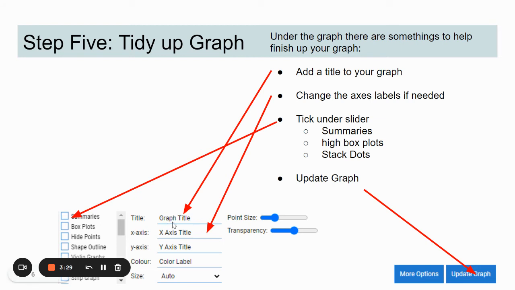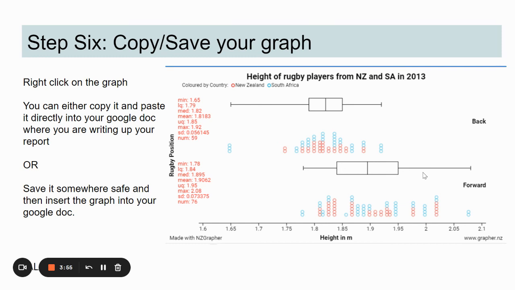Lastly, we need to change our graph title to be sensible. Should include the year here. Change our title at X and Y axes to match up with what we are comparing. So, usually put the units into the x-axis title. Then over here in the slider, we're going to tick summaries, high box plot, stack dots to tidy the graph up, and update graph. Once we've done that, we can copy and save the graph. So by right-clicking on it, you can copy it and paste it into your assessment, and then you can start to talk about it.